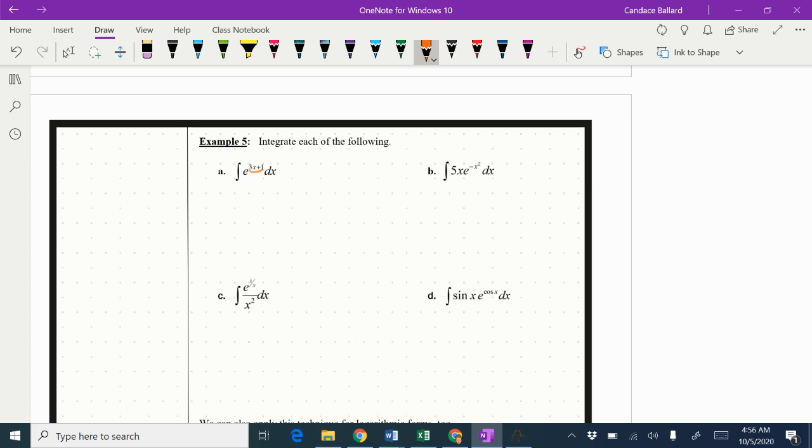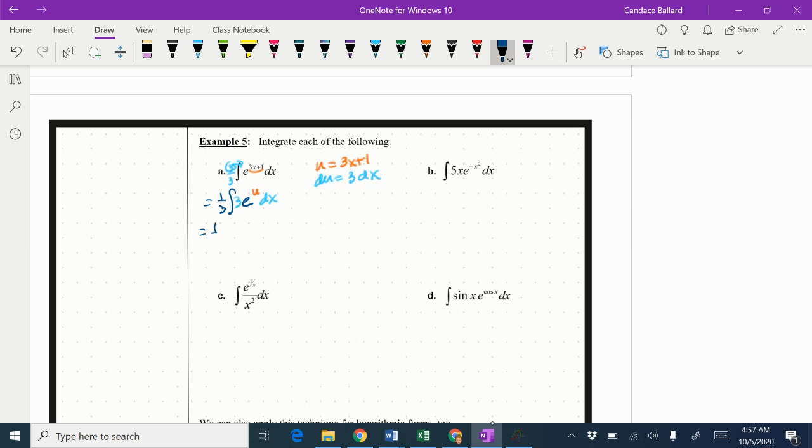In this case, my inside function looks like it's the 3x plus 1. So u equals 3x plus 1, which means that du equals 3 dx. So I don't see the 3, so I'm going to add it in. So we end up with 1/3 the integral of 3 e to the u dx. And then I notice I have the 3, I have my u, I have my du, so I'm ready to integrate.